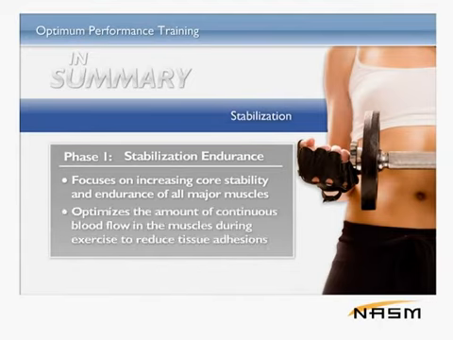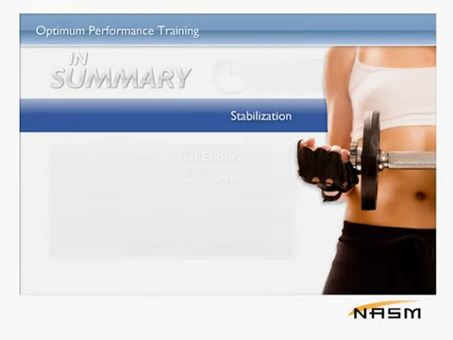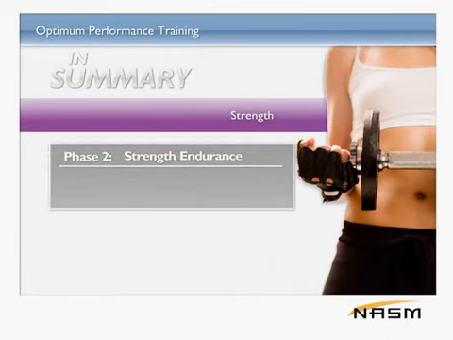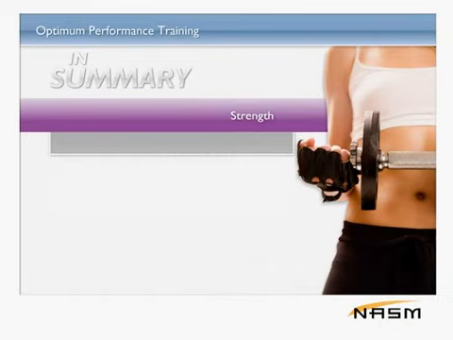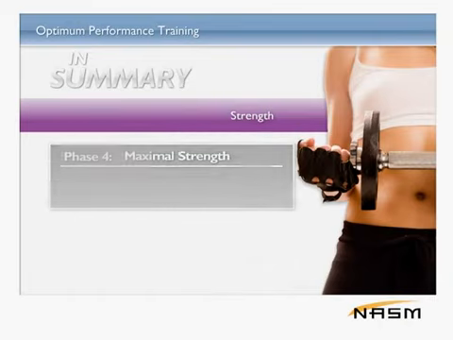It also optimizes the amount of continuous blood flow in the muscles during exercise to reduce tissue adhesions. The phase usually lasts for 4 weeks. The second level, Strength, is designed to increase strength endurance, muscle size, and strength. The strength period of training in the OPT model consists of 3 phases. Phase 2, Strength Endurance, Phase 3, Hypertrophy, and Phase 4, Maximal Strength.